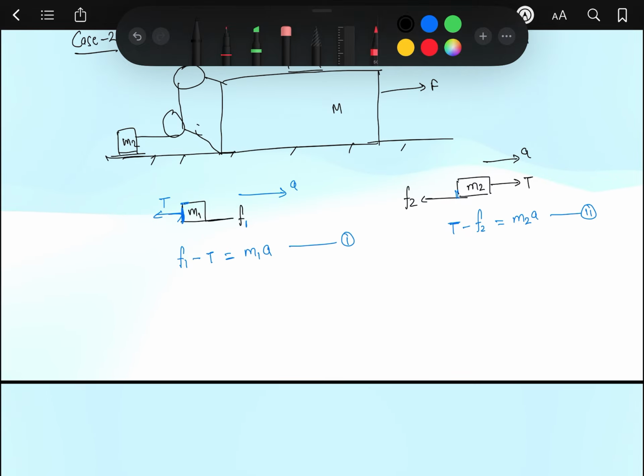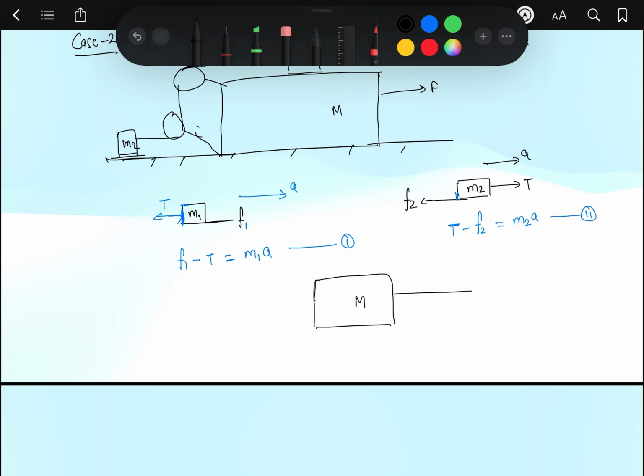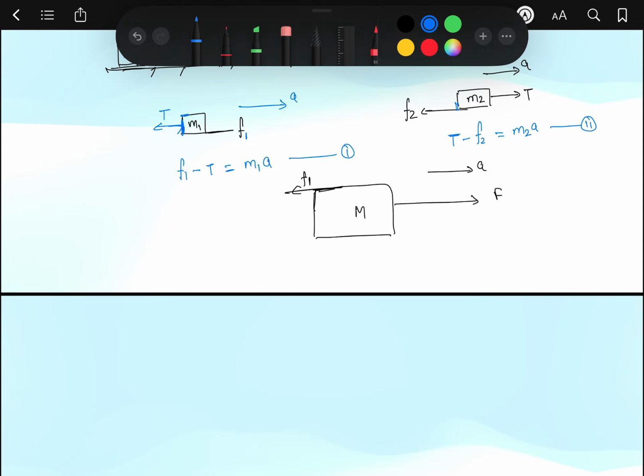Now if I draw the free body diagram for this, like if I denote the forces in horizontal direction for this M, capital M, this is the force acting on this, that F, and there is a friction force due to this block M1, that is F1, acting in backward direction, because friction force always prevents the relative sliding between the two bodies, and there is an acceleration in the forward direction, right? So here if I want to write the equation of motion in horizontal direction, that will be F minus this F1, that is equal to capital M into a. This is our equation number 3.